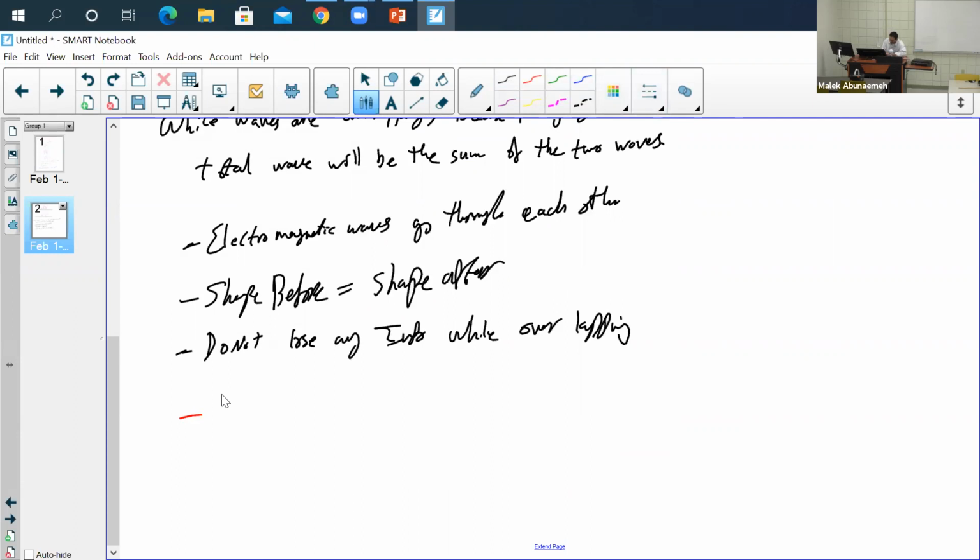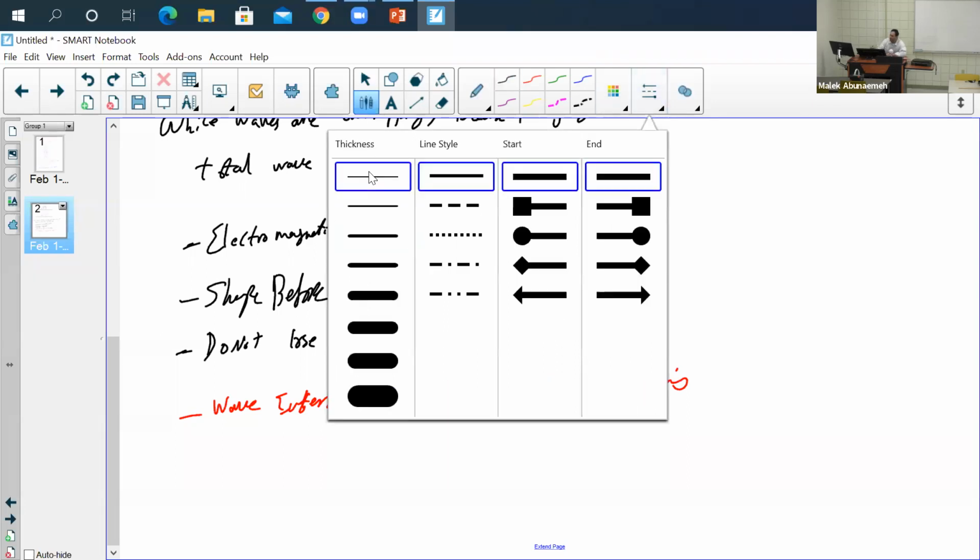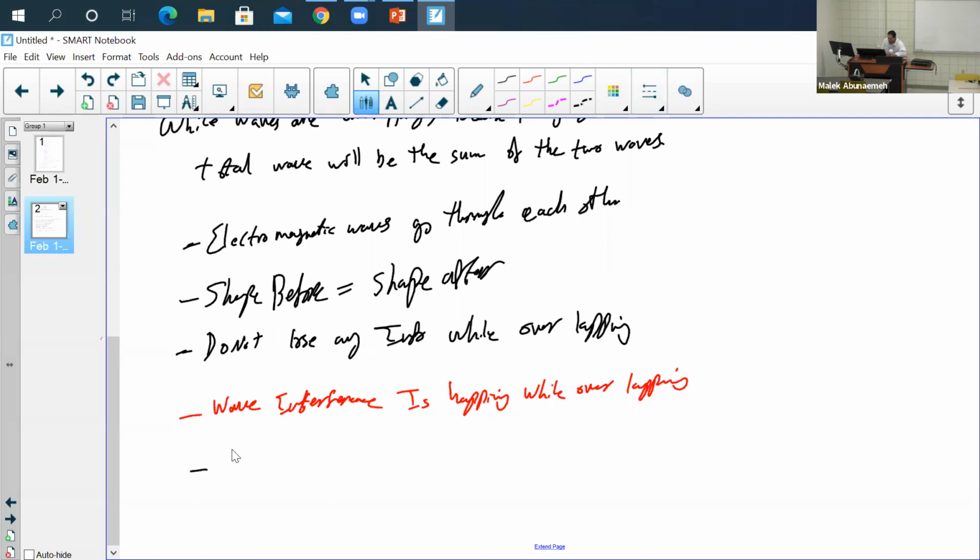So the wave interference is happening while overlapping. So the waves, basically, they go through without being affected. So the waves make it through unaffected.